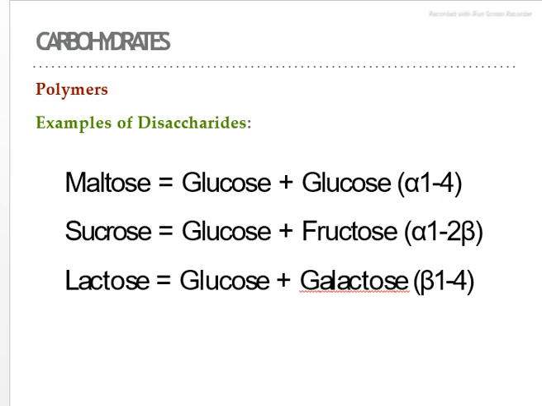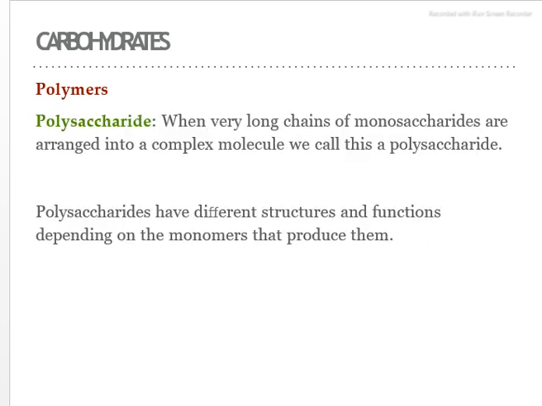Okay, so the next molecule is lactose. Lactose is the disaccharide of glucose and galactose. So the linkage present in lactose is the beta 1,4 linkage. Okay, linkage is very important.